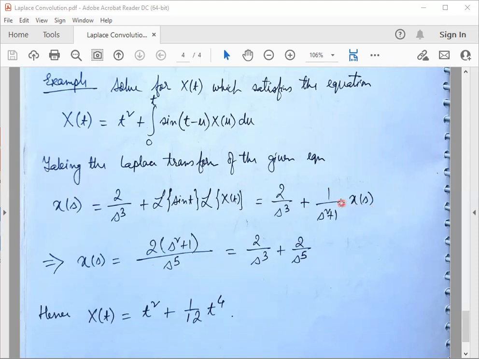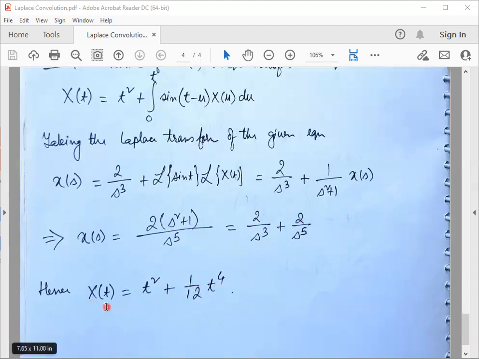Okay, so we bring this towards the left, so it becomes 1 minus 1 by s square plus 1, and when you simplify that, we get this expression. And this can be written as two terms, that is 2 by s cube plus 2 by s to the power 5. And now if I take the inverse Laplace transform of both sides, we get x of t is equal to the inverse Laplace transform of this, which is t square, and the inverse Laplace transform of this is 1 by 12 t to the power 4.